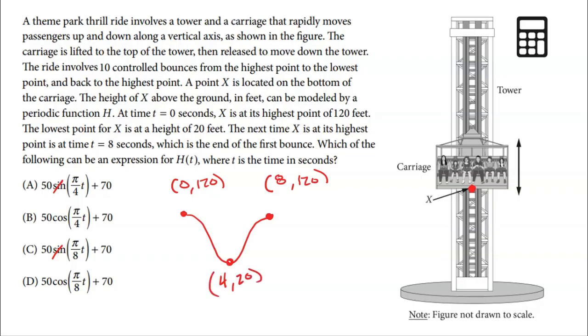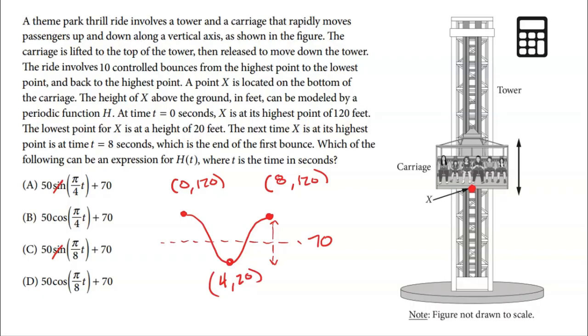Now, what about the midline? Well, the midline is going to be going right through the middle. So what's the middle of 20 and 120? 70. That's my D value. Now, that doesn't help me eliminate any choices, but I definitely understand where that 70 came from. From that 70, I go up 50 to the 120, and I go down 50 to the 20. That's that amplitude. Once again, they all had an amplitude of 50, so that doesn't change.